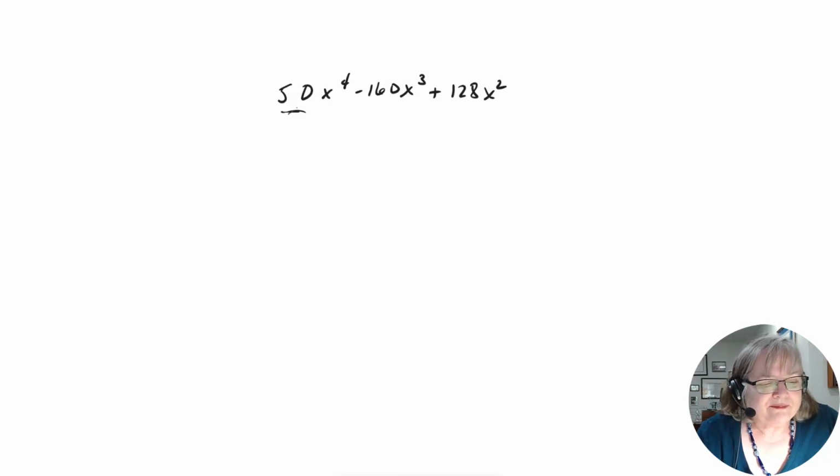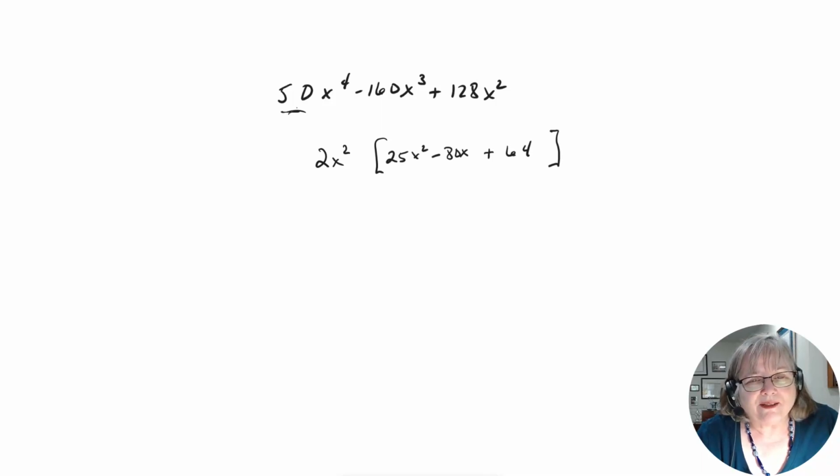So let's try, I don't know, they're all even. 5 won't go into everything because this is 128. 10 won't go into everything. So let's try 2. And there's at least an x squared in everybody. So let's try 2x squared and see what we have left. So what we would have is 25x squared minus 80x plus 64. And that's doable because this you know how to do now, right?